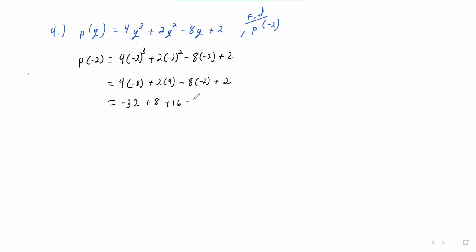+16, plus 2. -32 plus 8. -24 plus 16. -8. And then the last part, what's -8 plus 2? -6. And again, that's if you're doing it by hand. But at any point, you could have plugged it into the calculator and it would have given you -6.